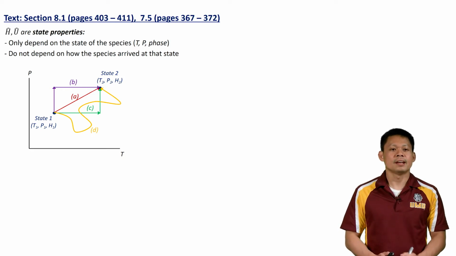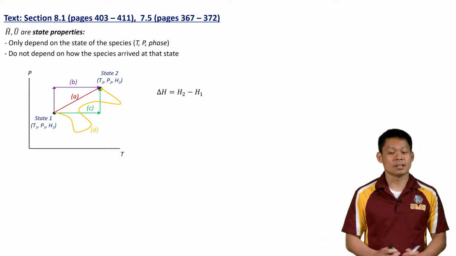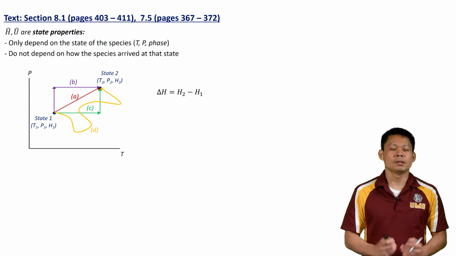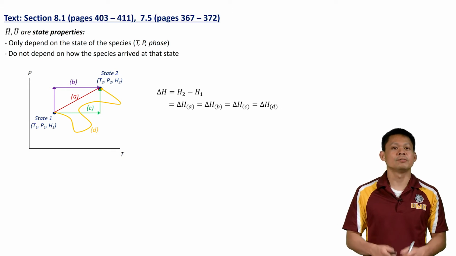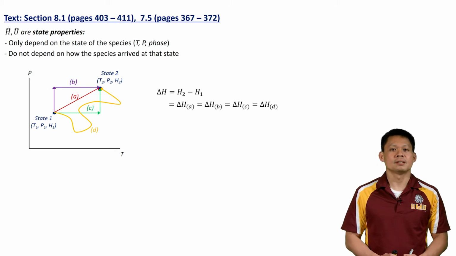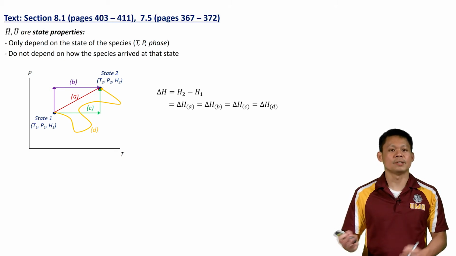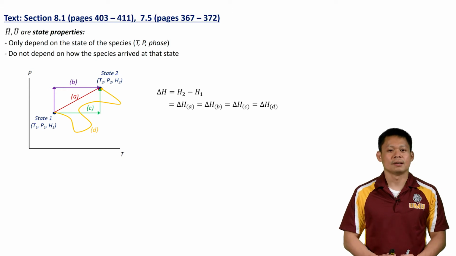The change in the enthalpy that we are looking for is essentially the final state minus the initial state, so it's H2 minus H1. And because these are state properties, it does not matter whether we take path A, B, C, or D. If we do the calculations for all of these paths, the change in the enthalpy is going to be the same. So why does this matter? This is because sometimes we are not able to find the final and the initial state very easily, so we need to create hypothetical paths, and in doing so, we are able to calculate the change in the specific enthalpies.